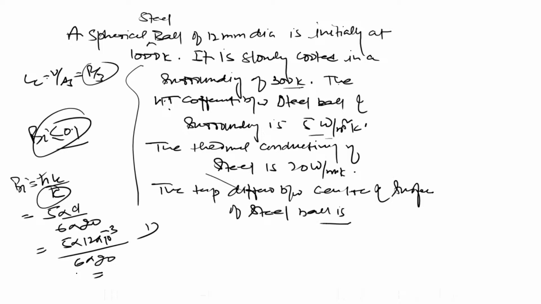What is the Biot number? How much value is coming? It's very less. It means the system is lumped. Now it's clear.